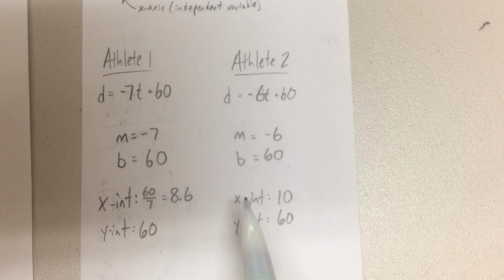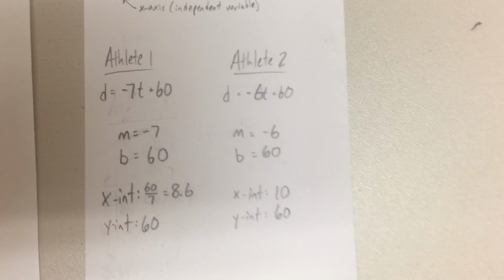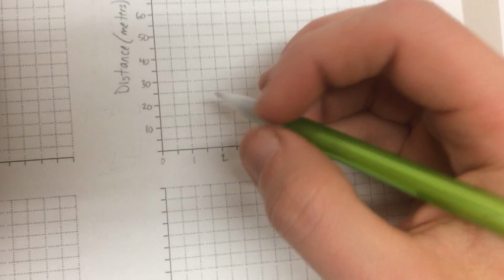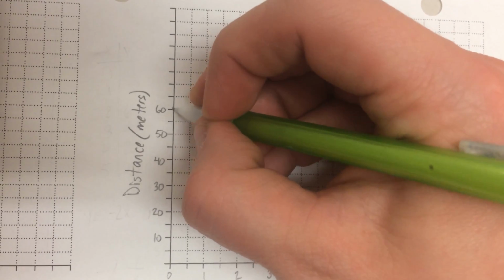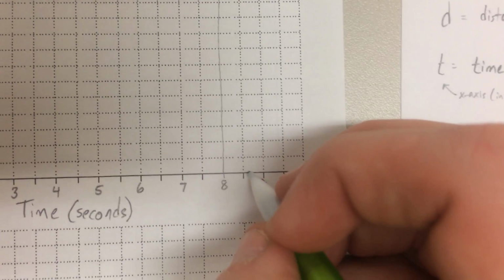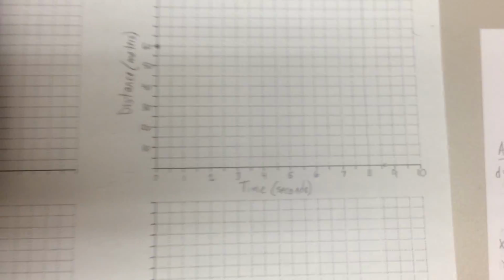We did the same thing for athlete 2: x-intercept of 10, y-intercept of 60. So let's go ahead and graph both of those, and we could try to answer our final question. All right, so here we go. Y-intercept of 60, so this is athlete 1, with an x-intercept of 8.6, right about here.